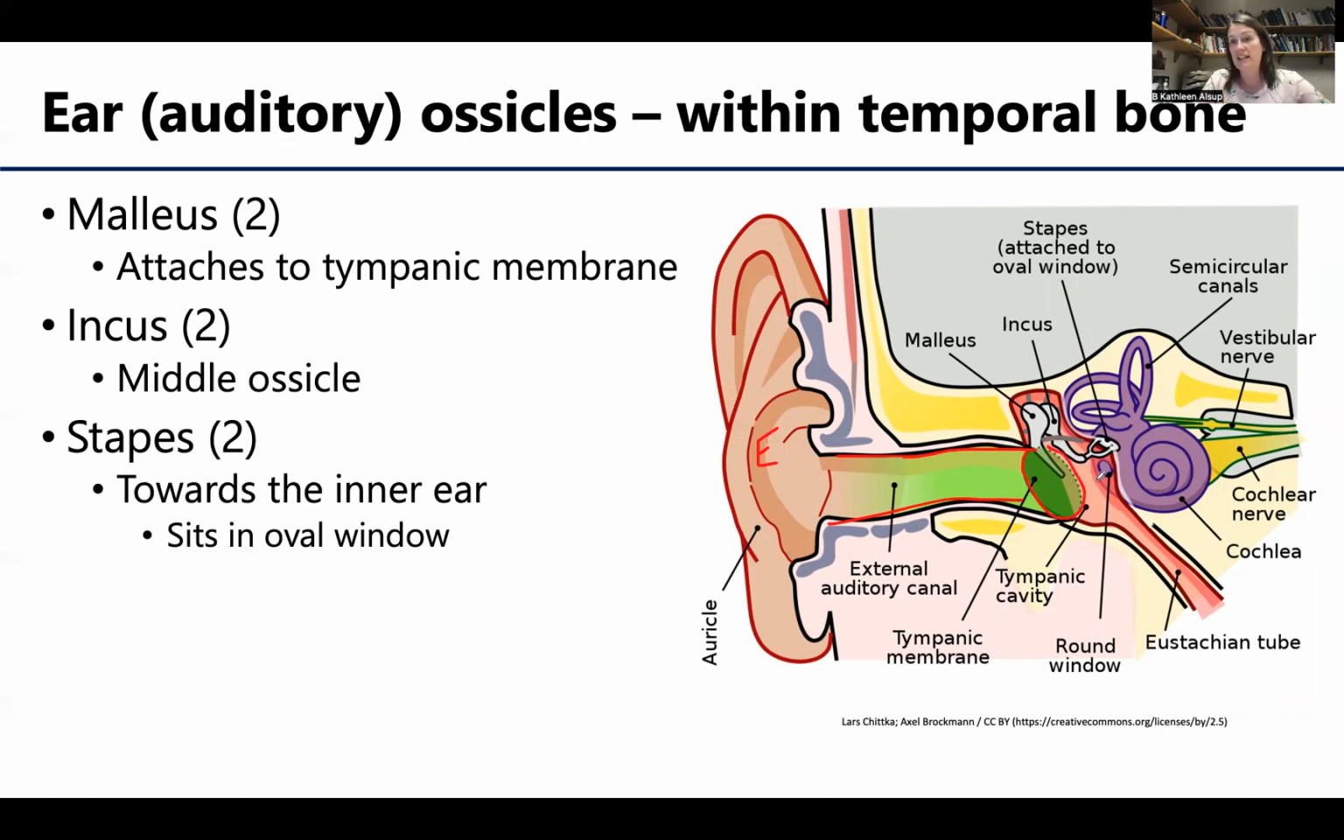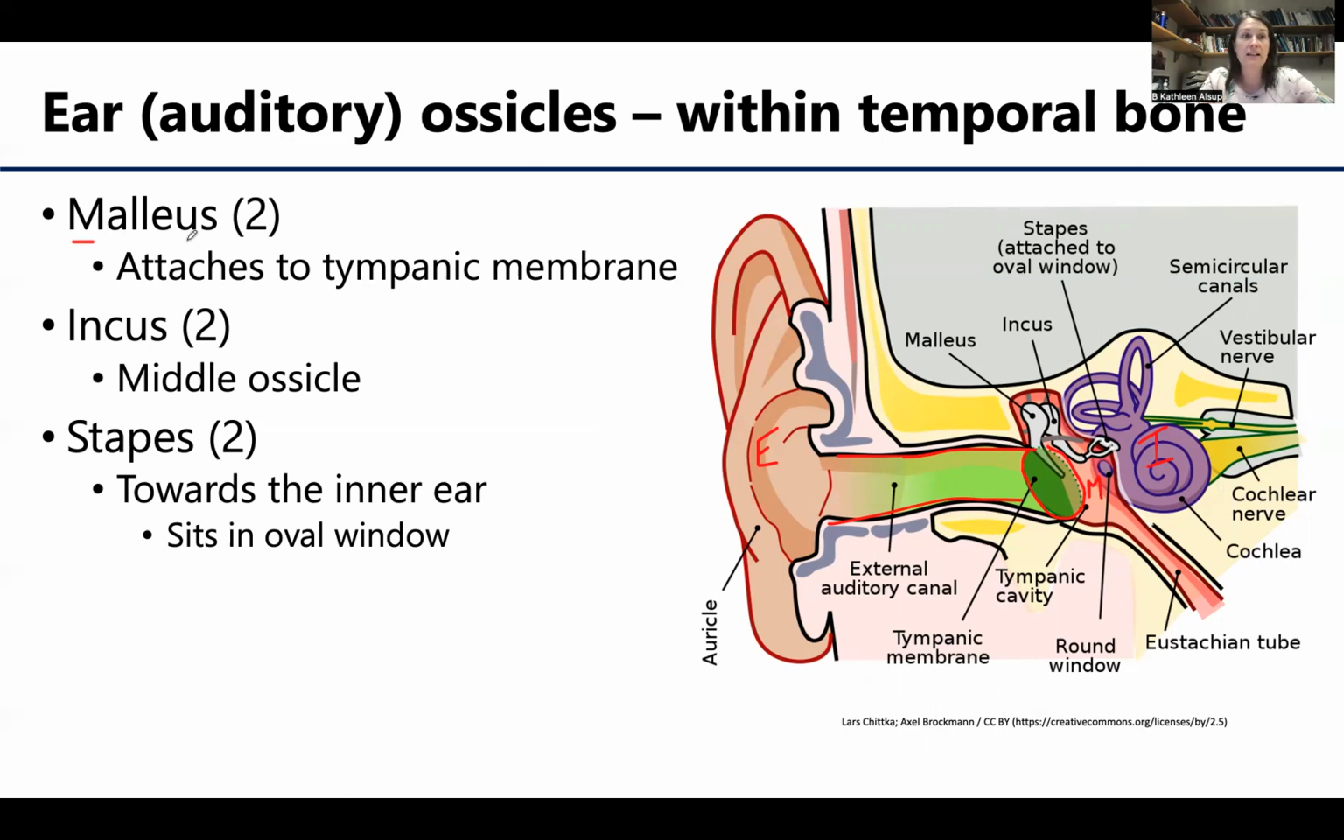Once you get past that, or you get more medial to it, we're in the middle ear, and then that middle ear will eventually lead towards the inner ear. And within the middle ear, you're going to have 3 bones, and they're paired. So you're going to have 3 on, say, the left side and 3 on the right side.